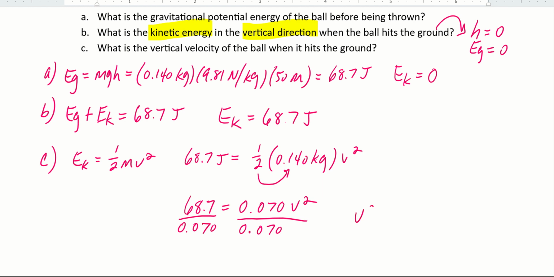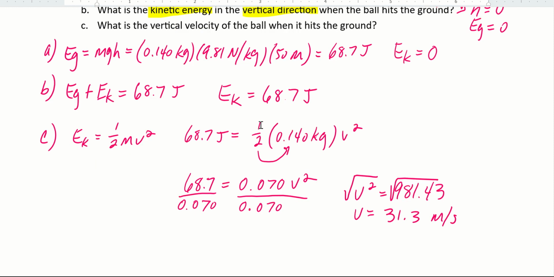And so I got v squared equals, I'm going to have to check my number. It was 981.43. And then I took the square root of both sides to get v equals 31.3, and I'm rounding these numbers, meters per second. So it's just basic algebra, but there's a couple of steps there. Okay, let's move on to the last problem.